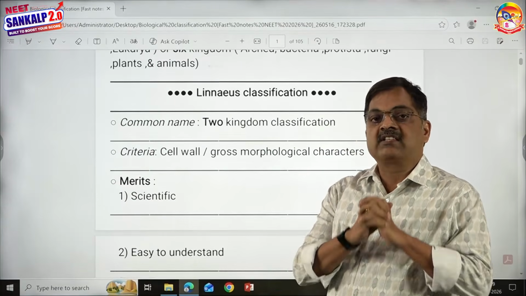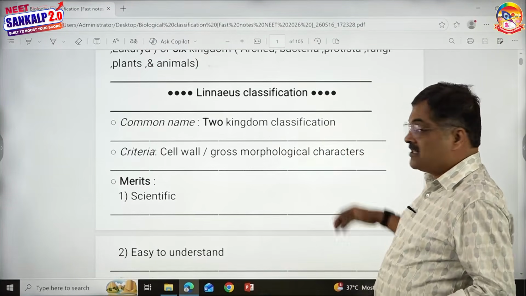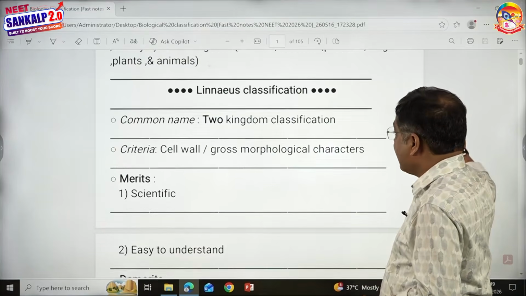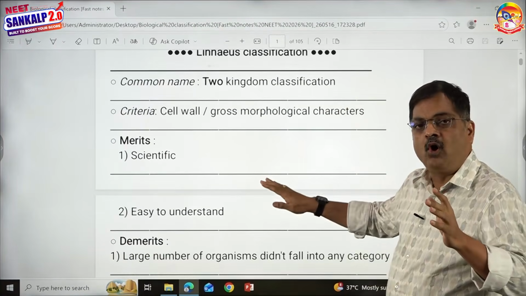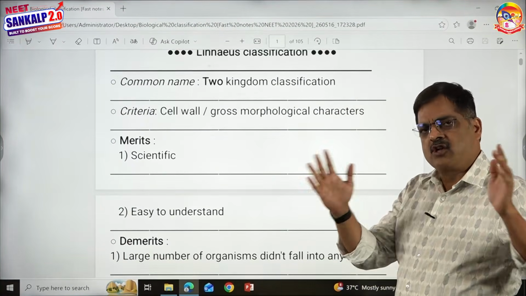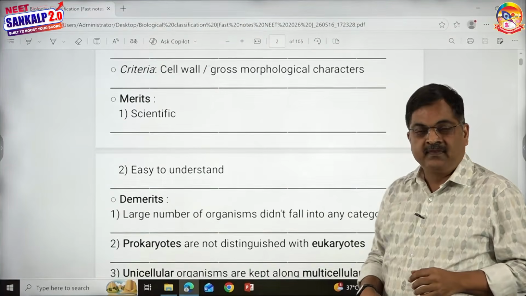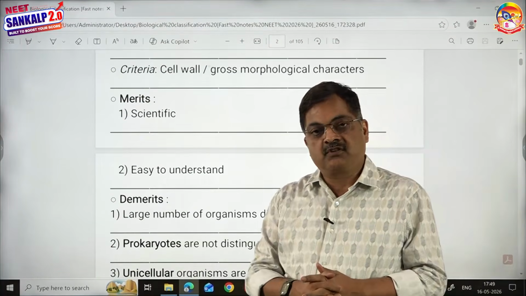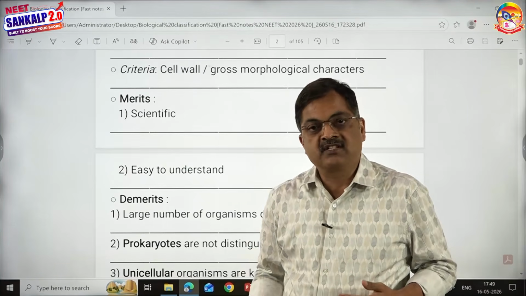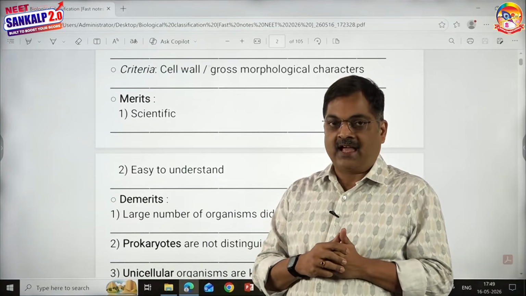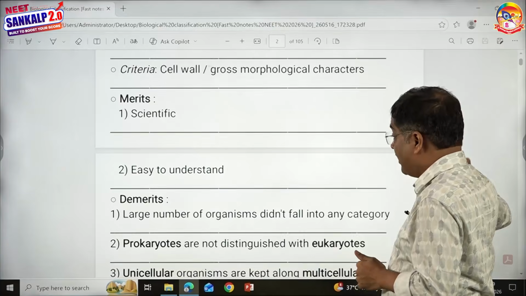We'll start with Linnaeus's classification. The 2 kingdoms, we already discussed. The criterion is generally the cell wall, along with gross morphological characters, but mainly the cell wall. What are the merits? Definitely it is a scientific classification, and being easy to understand is also taken as a merit. But the demerits are more in number.